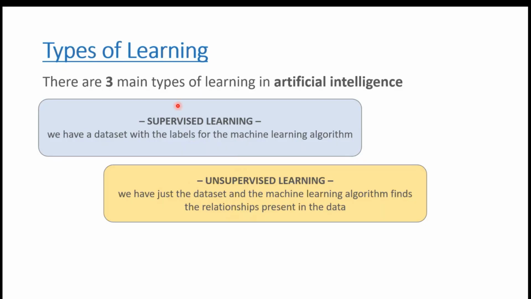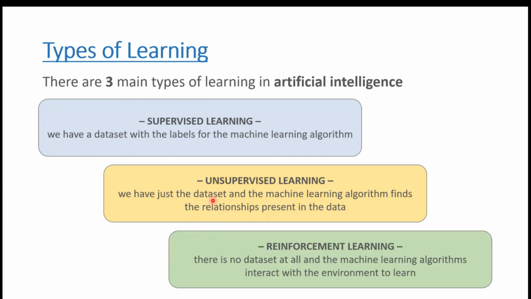First, three main types of learning. Supervised learning: in supervised learning, what it means is we have a data set with labels for the machine learning algorithm. In unsupervised learning, it is just a data set, and the machine learning algorithm finds the relationship present in the data. So these are the two main categories that I've discussed so far.